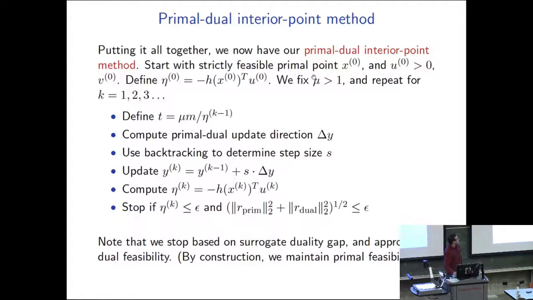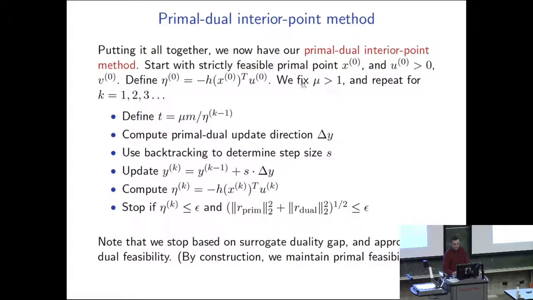So here's the method. We fix a strictly feasible primal point. What I mean by that is that this satisfies all of the inequality constraints strictly: h_i of x0 is strictly less than 0 for all i. And we fix a strictly feasible dual point u, so u is strictly larger than 0, and any v. And we're going to define this surrogate duality gap to be minus the sum of u_i h_i at the iterates x0 and u0.